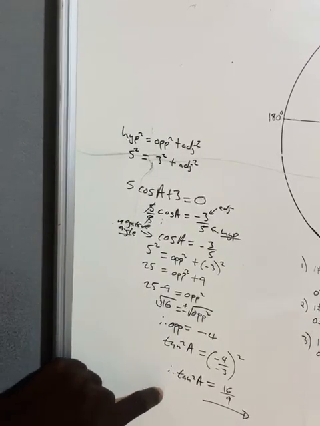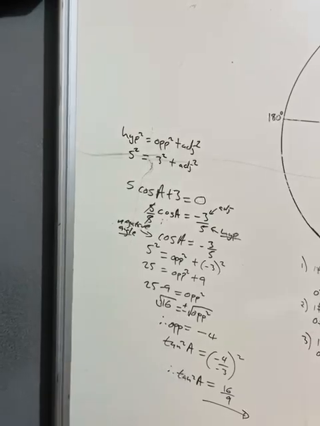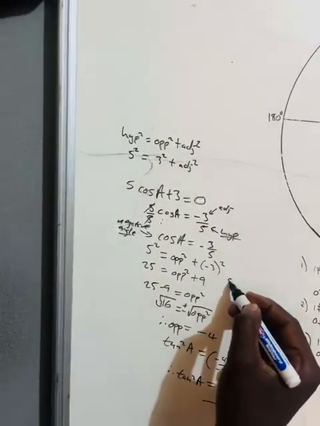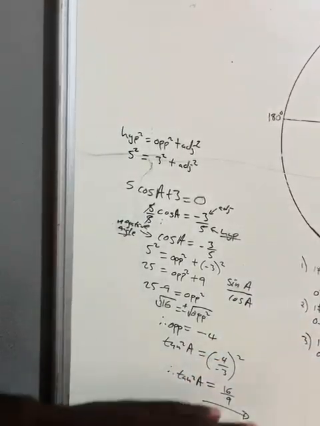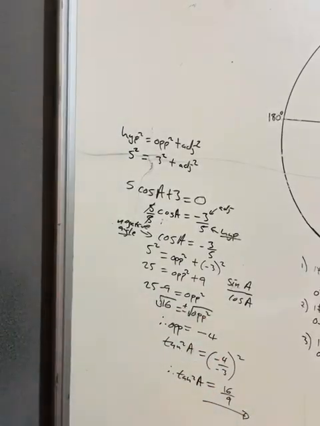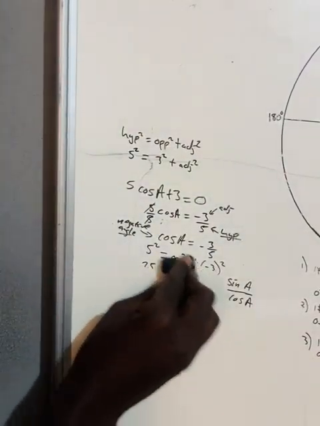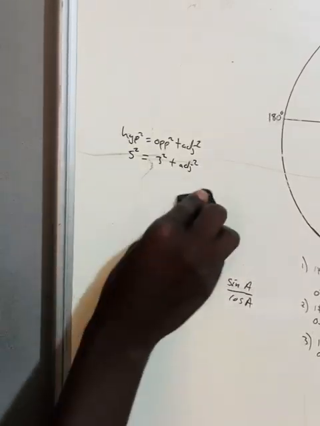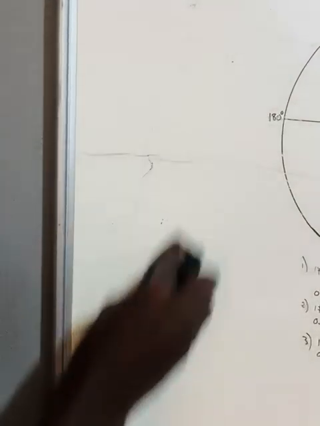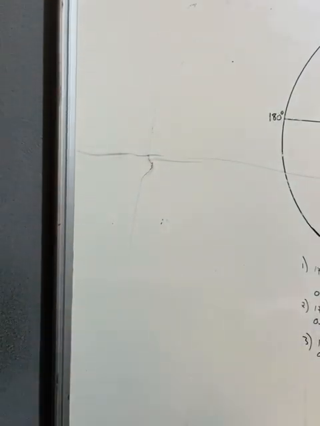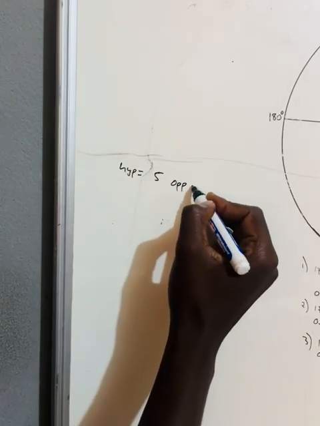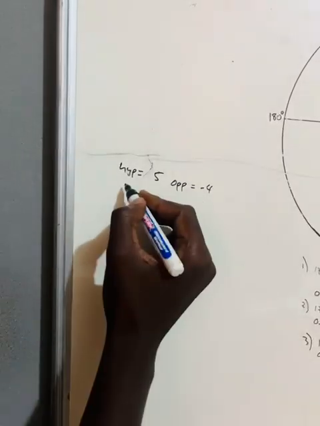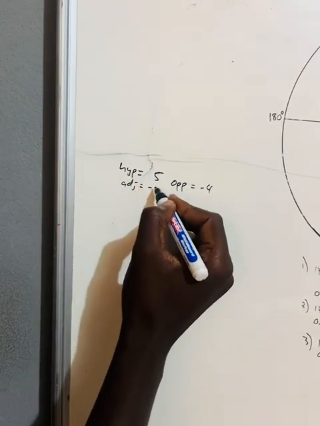The second question for this particular quadrant, we were provided with sin angle A over cos angle A. I'm just going to erase this part so that we can work, but we mustn't forget the values that we got. What were the values for this question? Our hypotenuse was equal to positive 5. Our opposite, we got a negative 4. Our adjacent, we were provided with a negative 3.